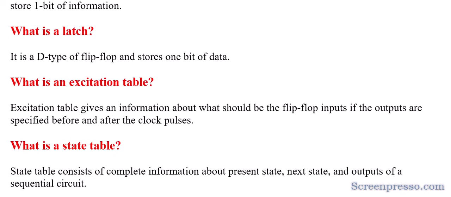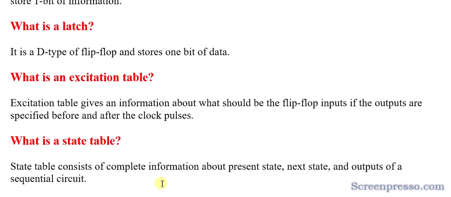So what is a state table? This is also very important again. A state table consists of complete information about the present state, next state, and outputs of a sequential circuit. So it consists of the present state, the next state of the flip-flop, and the outputs of the sequential circuit. This we will try to deal with in one of the upcoming sessions.